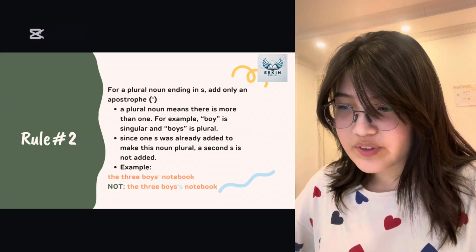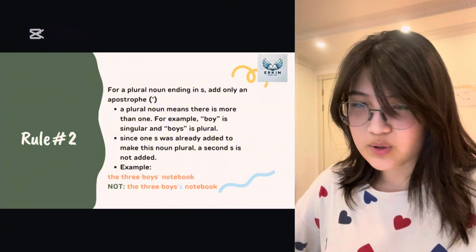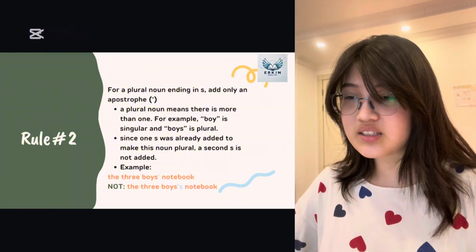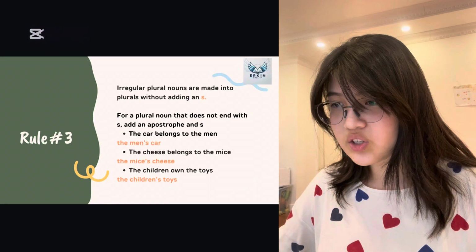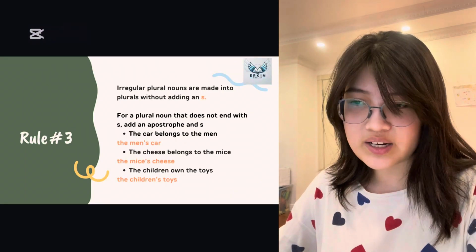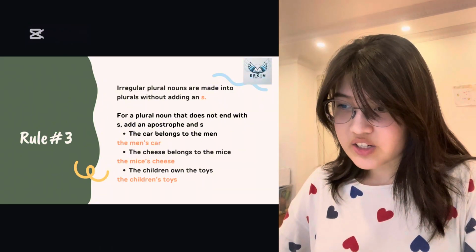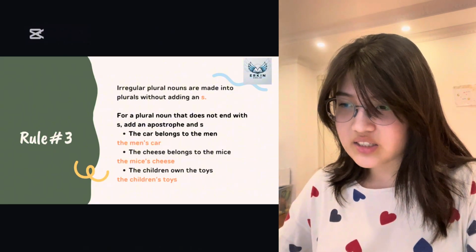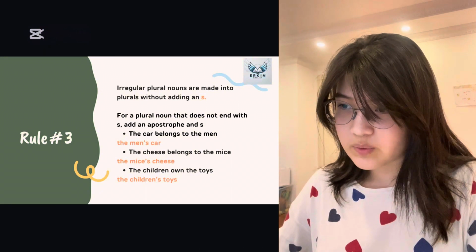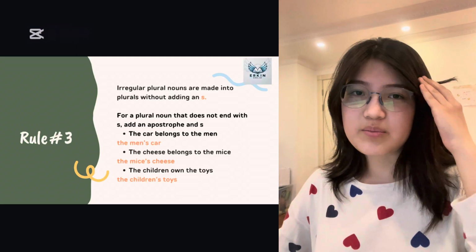So in this example, the 3 boys' notebooks, we don't add an S and say the 3 boys' notebook. If that makes any sense, we can move on to the third rule. Irregular plural nouns are made into plurals without adding an S. So here we can see that the irregular plural noun doesn't have an extra S, so it can't apply to the second rule. And because of that, we can actually add another S with the apostrophe to make it a possessive noun.